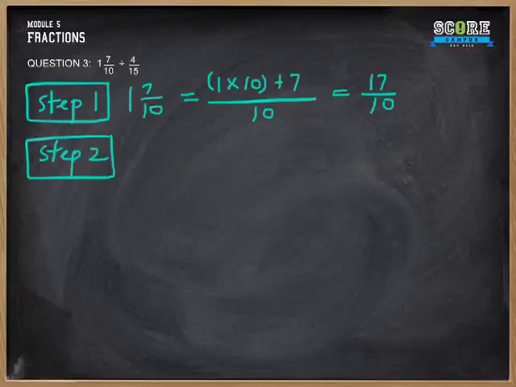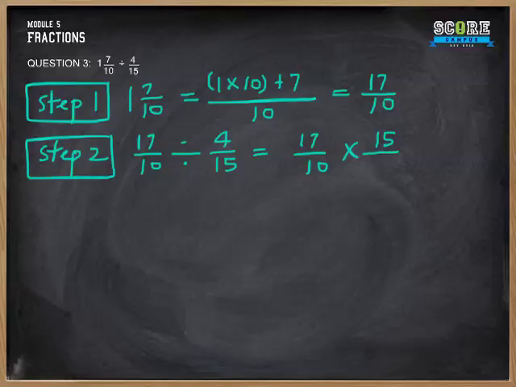Write it down. 17 over 10. Now you're replacing what you found in step 1 with the mixed fraction. So you get 17 over 10 divided by 4 over 15 equals 17 over 10, and you have decided to flip 4 over 15, so it's times 15 over 4. How can you simplify that further? You can see 10 and 15 have common multiples in them.